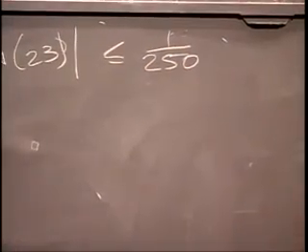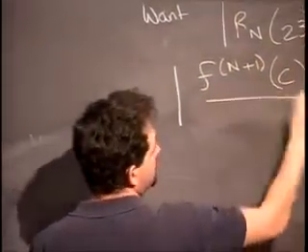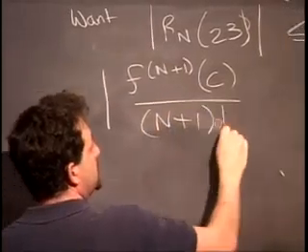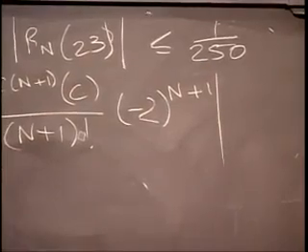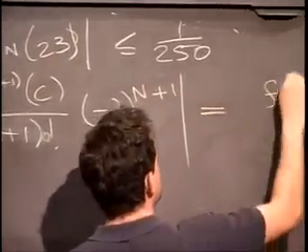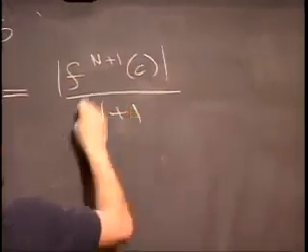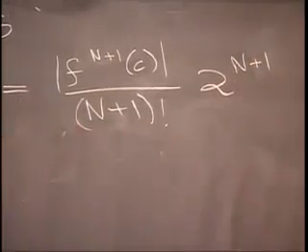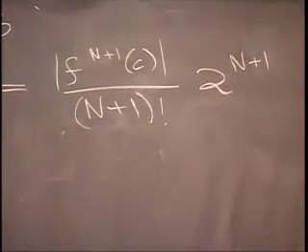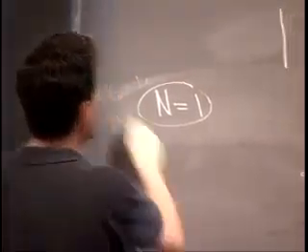Well, that doesn't really do us much. The absolute value of minus 2 to the n plus 1, all that allows us to do is just drop the minus. So I have the absolute value of the derivative over n plus 1 factorial times 2 to the n plus 1. Big whoop. Well, it's time to get our hands dirty. I feel lucky, punk. I'm going to try n equals 1.